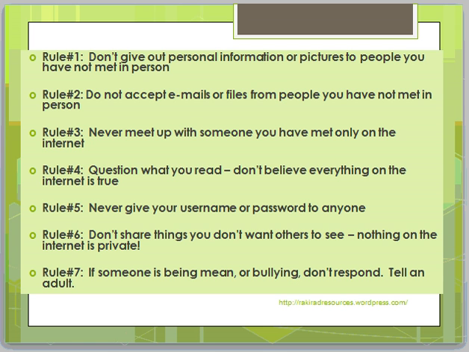Rule number 3, of course, the most important one, never meeting up with somebody you only know on the internet, something that we're having so many issues with today, so we really want to make sure that that rule is stressed. But rule number 4 is always, of course, to question what you read, and we always talked about not believing everything on the internet.